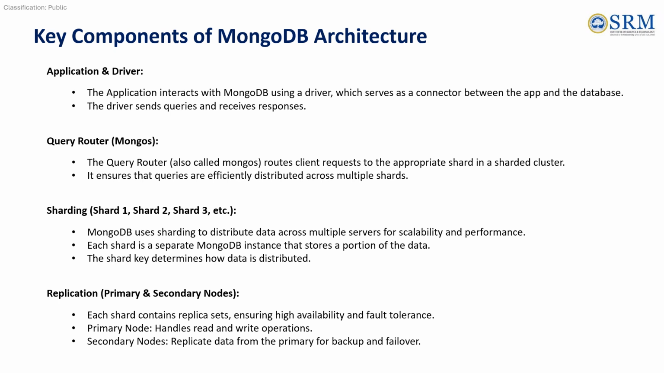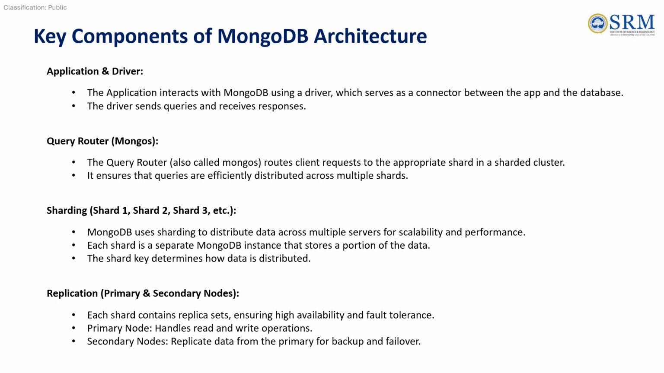Another important concept is sharding. MongoDB uses sharding to divide data across multiple servers for better scalability and performance. Each shard stores only a portion of the overall dataset. The shard key determines how the data is distributed among the shards.